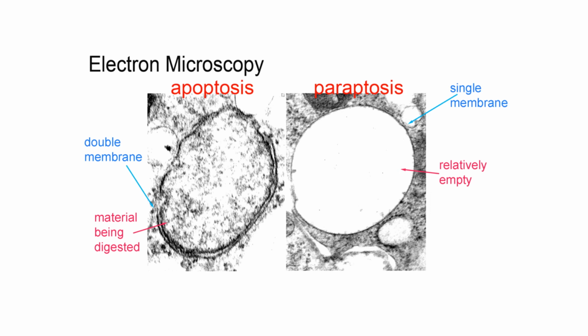Here we see the difference between autophagic vacuoles, which have a double membrane and are filled with material being digested, and paraptosis, where the interior is relatively empty and there is only a single membrane with nothing inside.